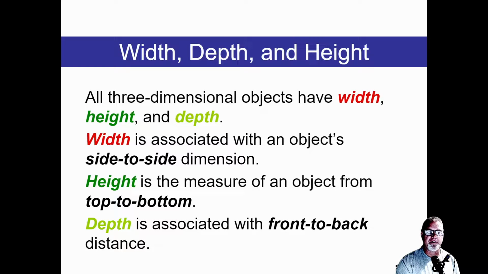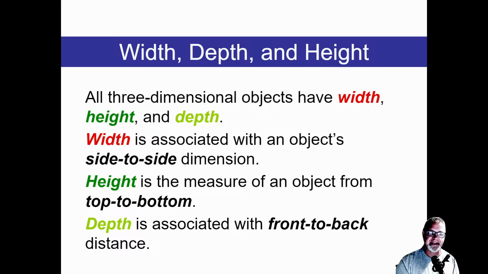So keep in mind that all three-dimensional shapes and objects have width, height, and depth. Width is side to side. Height is top to bottom, and depth is front to back. So, depending on what would be considered the front of the object. In this case, the front of a car is typically the front bumper, the headlights, the windshield. So, if we were to say that's the front of the object, then the width would be side to side, left side to right side, the width of the car.